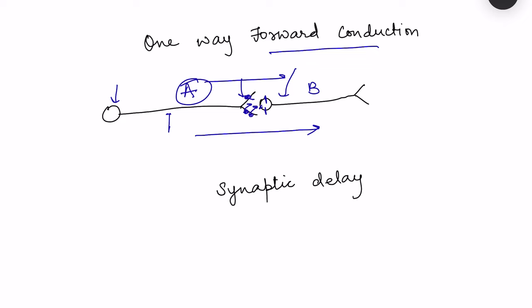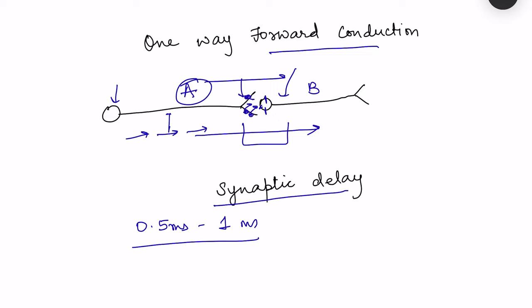Coming to the next property, that is synaptic delay. Synaptic delay means that there is a delay of approximately 0.5 millisecond to 1 millisecond which takes place at the level of the synaptic transmission. See, basically impulse conduction here is movement of the charges, and that movement of the charges is very fast because it is an electrical phenomenon.